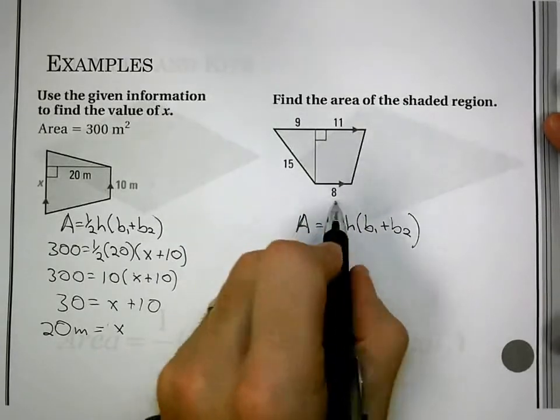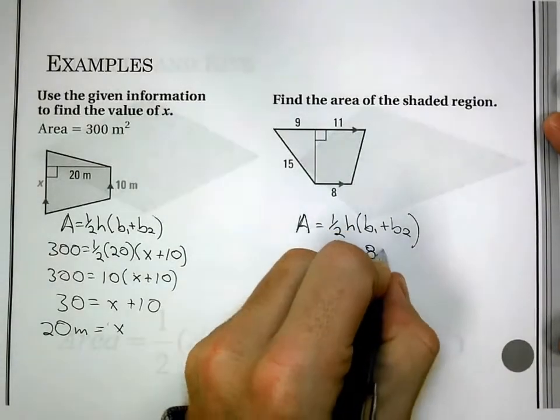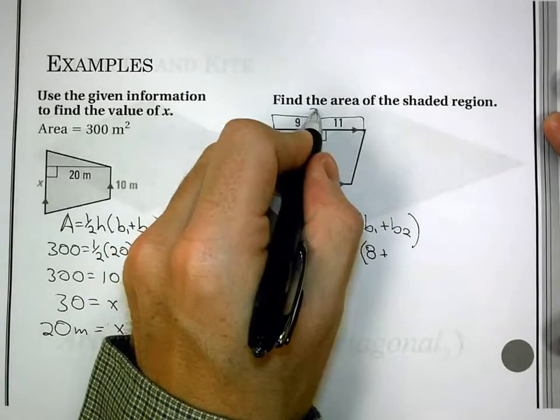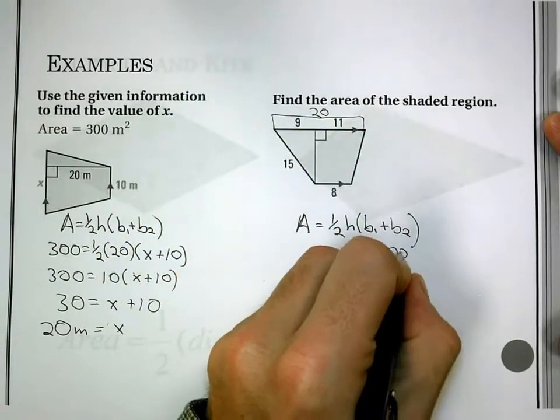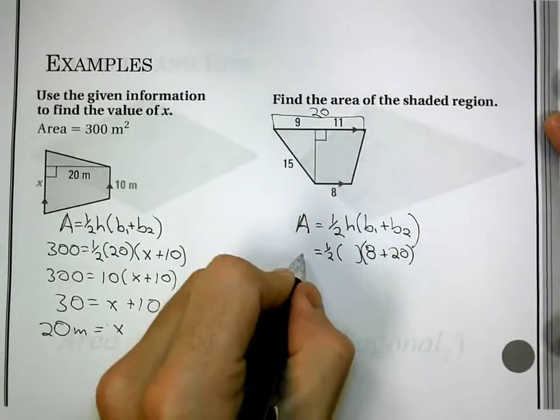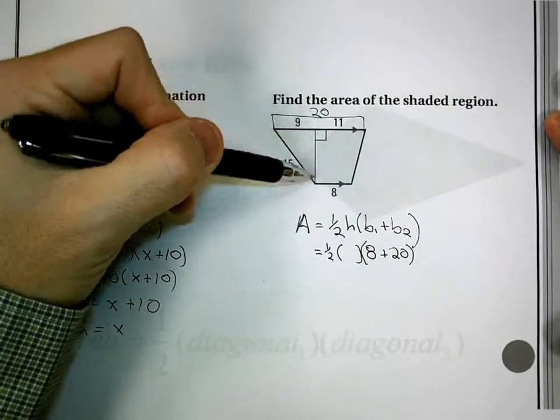If I look at the shape, I have a base. One of the bases is 8. The other base is this total up here, which is 20. The height, well, doesn't look like I have the height. That would be this value here.